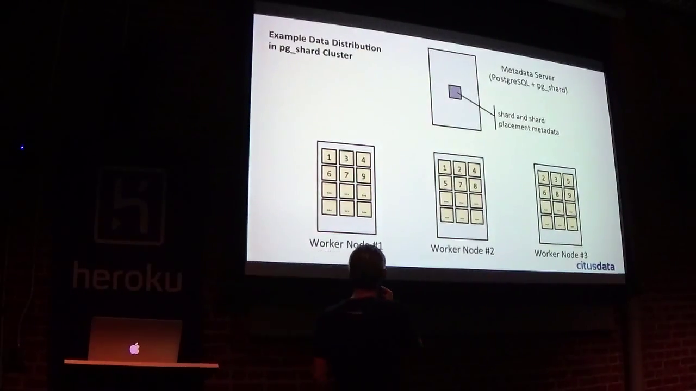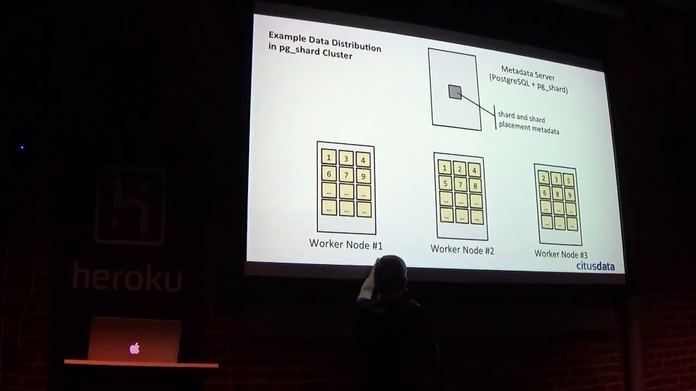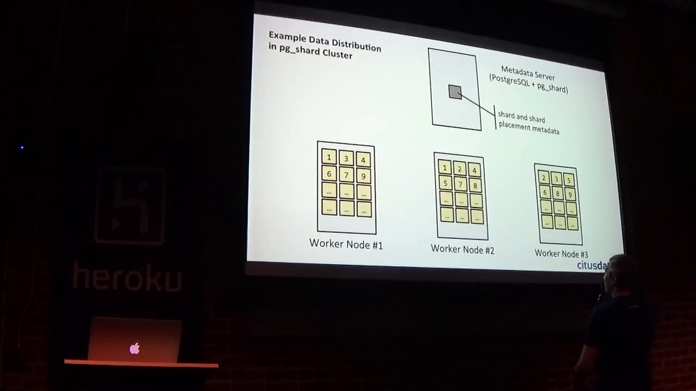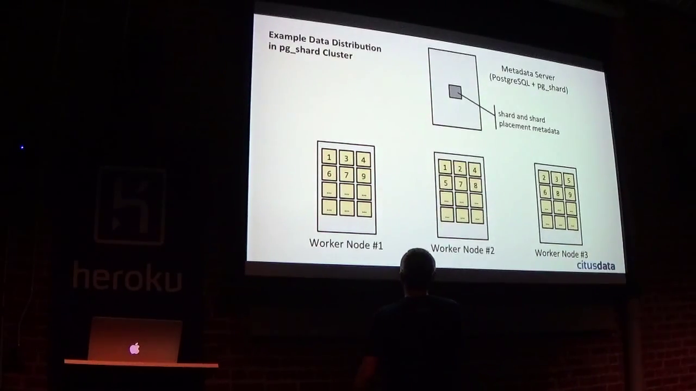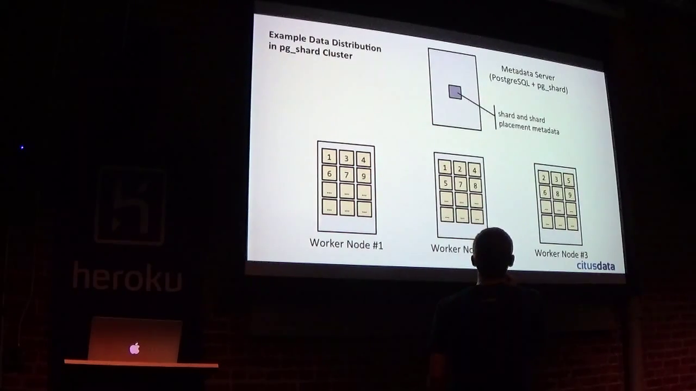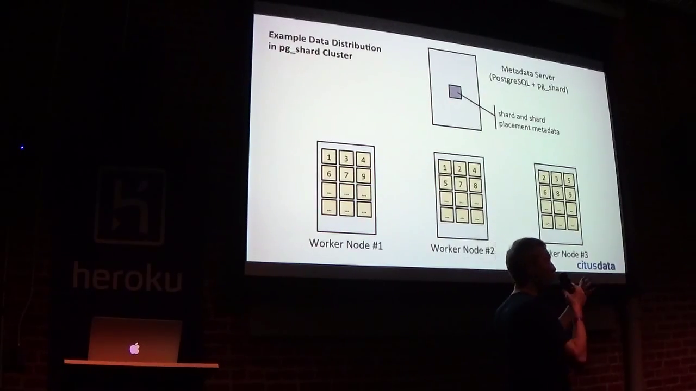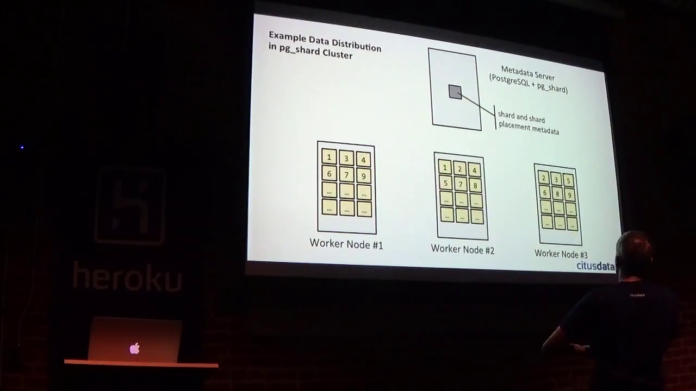And here's how we represent the data in an example PG shard cluster. These worker nodes are PostgreSQL machines. Exact PostgreSQL machines, so there is nothing special in there. And then in PG shard we have a metadata server. This guy is where you create the PG shard extension. And that's all there is. So it's a regular PostgreSQL instance too.